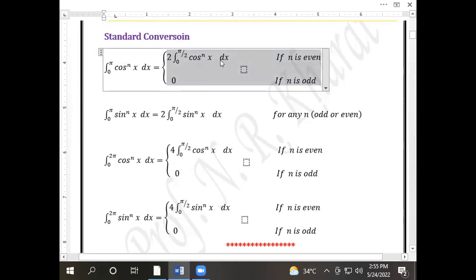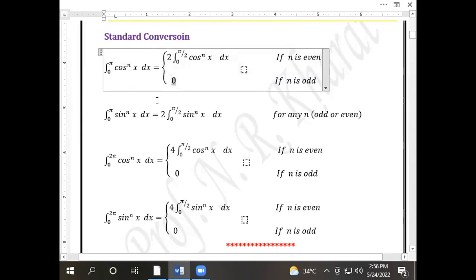It totally depends on the value of n. If n is even, we just get 2 times. If n is odd, we directly get the answer equal to 0. That means when we find the integration from 0 to pi of cos raised to n of x dx, the answer is 0.